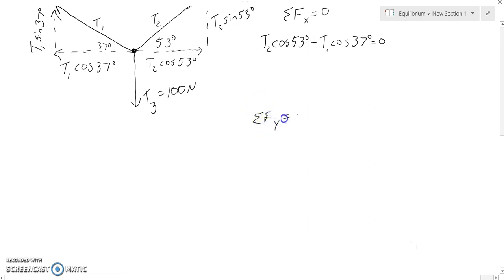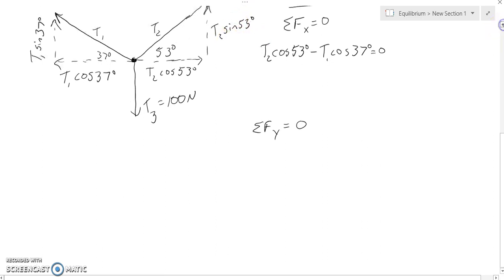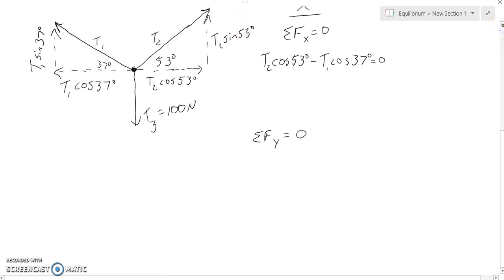Net force in the y direction equals 0. So everything going up, T1 sine of 37, T2 sine of 53, this is where it helps to have your arrowheads in there. So always draw the arrowheads. So I've got T1 sine of 37 degrees plus T2 sine of 53 degrees. Don't forget we have something going down. We've got T3 going down. So minus, I can just write 100 in there because I know that's T3.